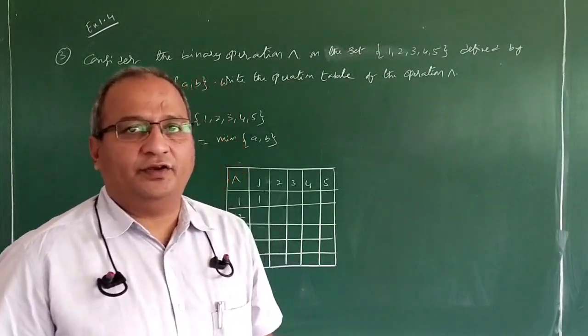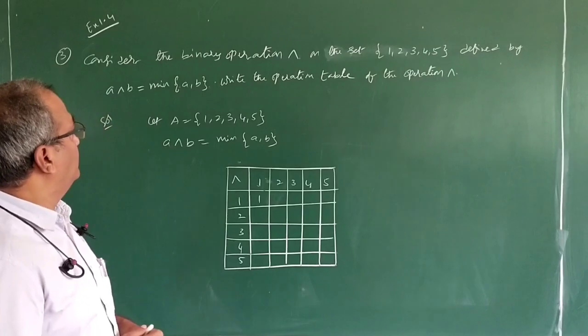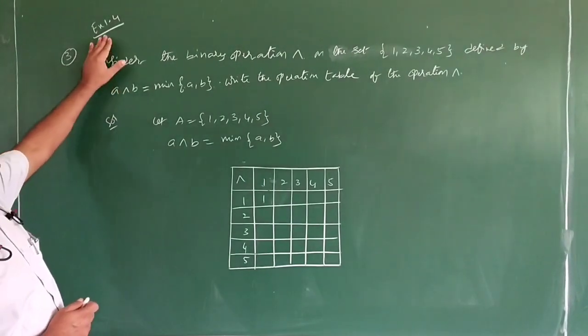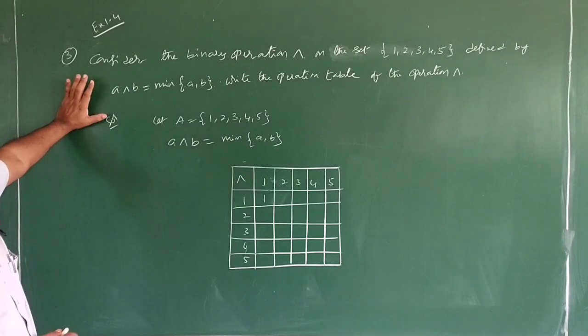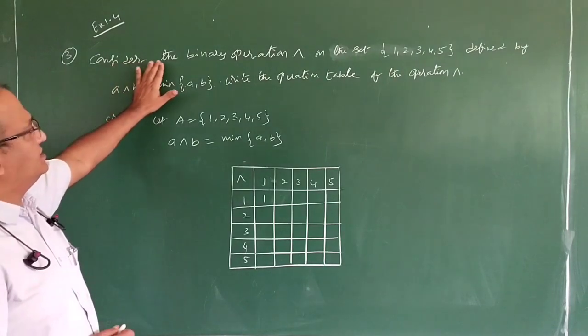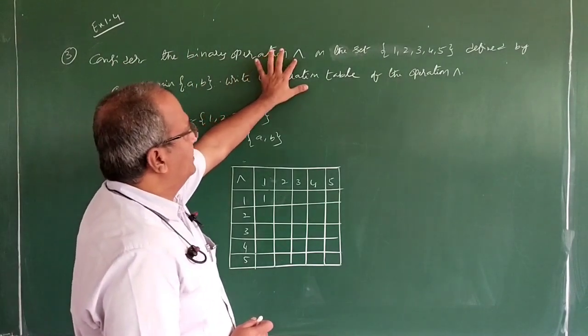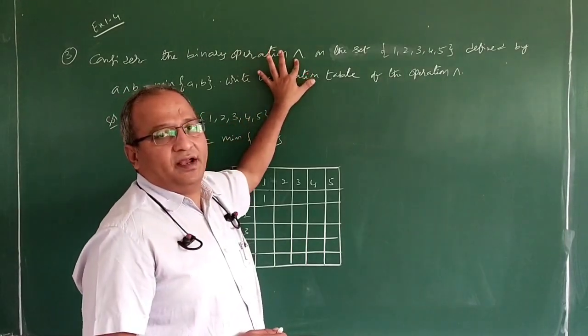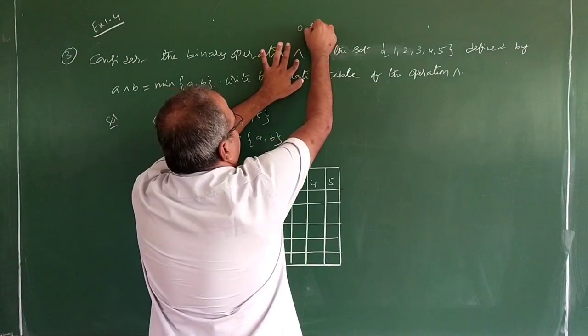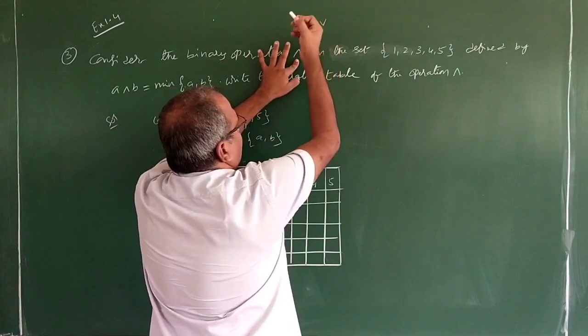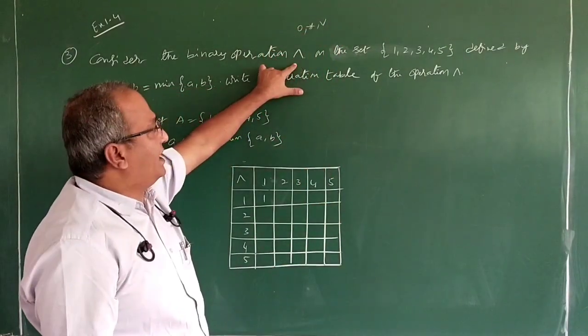In the last video, we did the problems up to the second problem in exercise 1.4. Now we are going with the third problem. So in the third problem, what is the question? Consider the binary operation cap. Observe that a binary operation can be denoted with anything: sometimes circle, sometimes star, sometimes cap. That's according to our wish. So here cap is there.